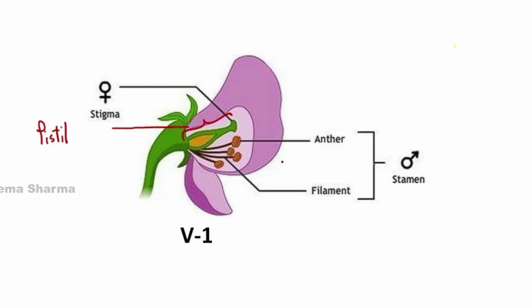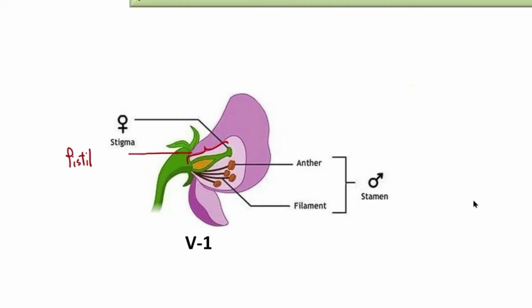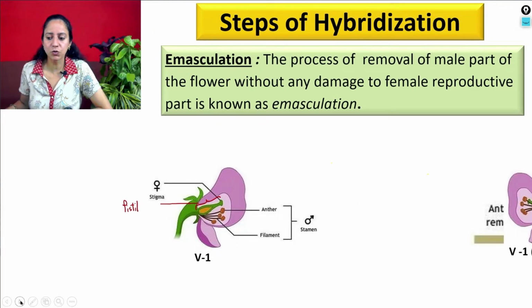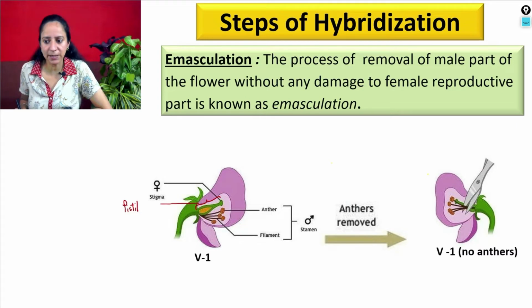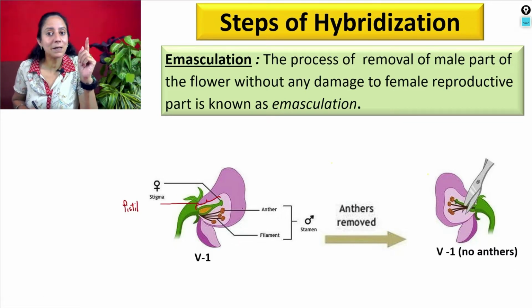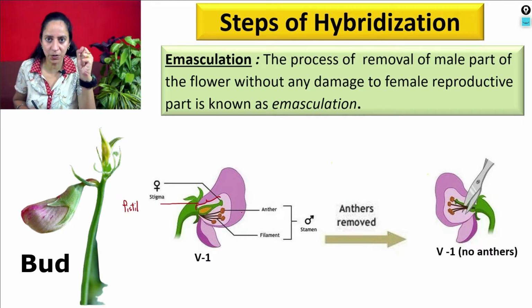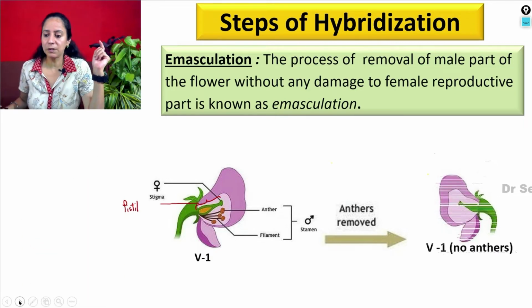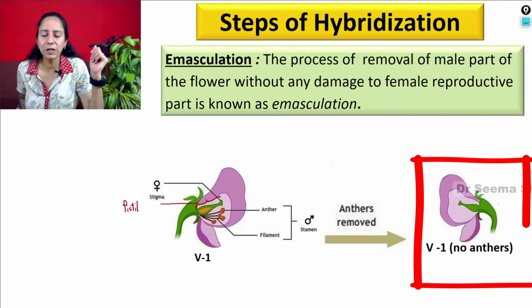So in the first step, what I told you, during emasculation, these male parts are removed without damaging the female part. So what is done? With the help of dissecting scissors, very carefully these stamens are removed from this flower. And one more thing which you have to remember is, this activity is done by the plant breeder when the flower is still in the bud stage, the unopened stage. After removal of the male part, only the female part, the pistil or carpel, is visible here.